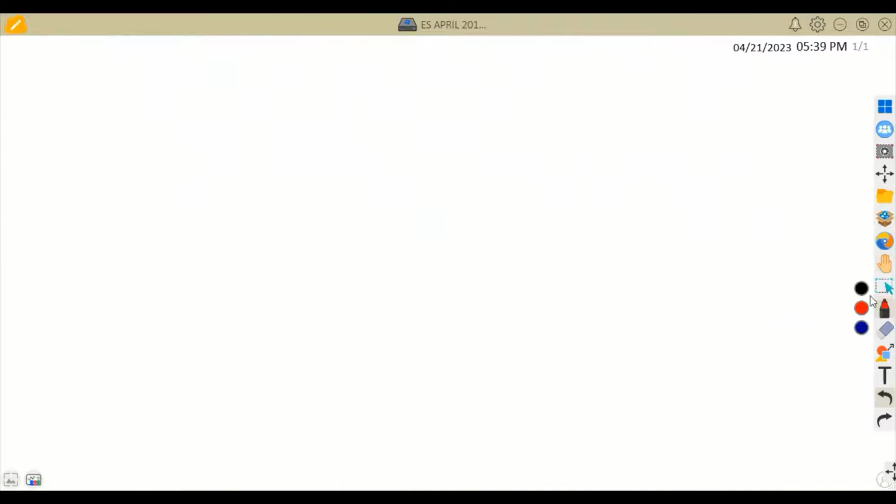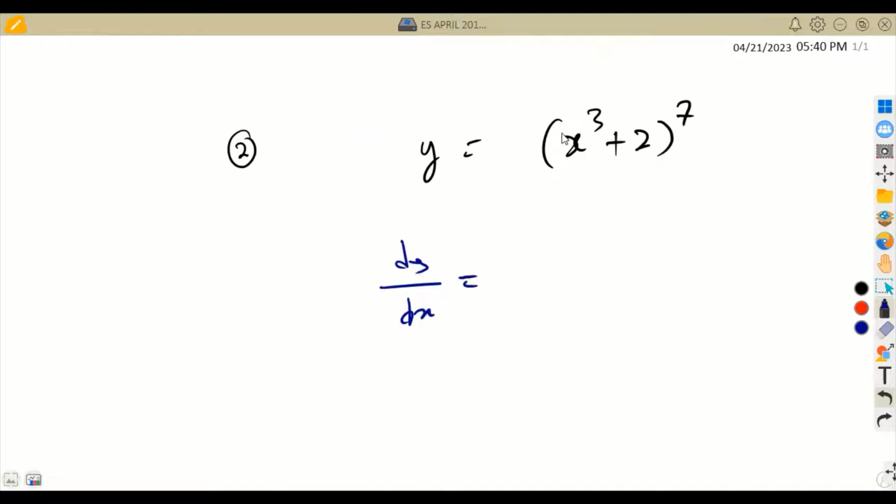Okay, so let's have another question. The second one, let's say we are given y equivalent to x to the exponent of 3 plus 2, everything to the exponent of 7. And we are asked to determine dy/dx, the derivative of y with respect to x. This is our f of x.